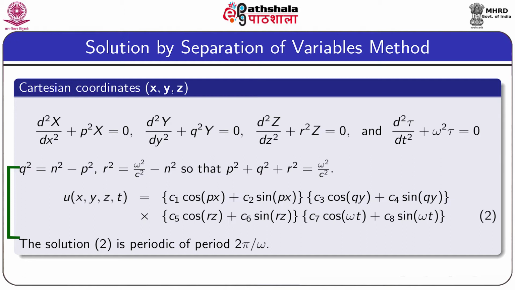So, the solution of the original equation, the 3-dimensional wave equation, can be written as u equals capital X into capital Y into capital Z into tau, which is given here in equation number 2, where the constants p, q, r, omega are given by the equations q square equals n square minus p square, r square equals omega square by c square minus n square, and p square plus q square plus r square equals omega square by c square.